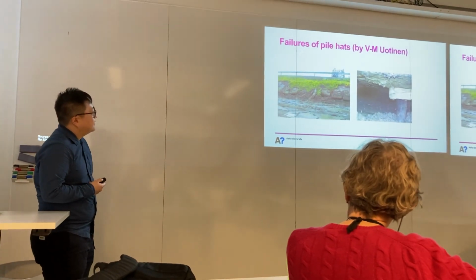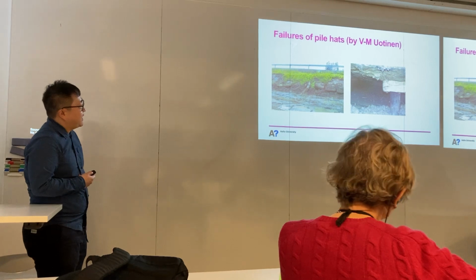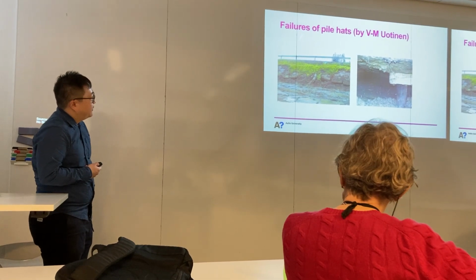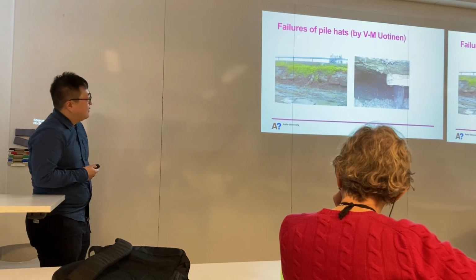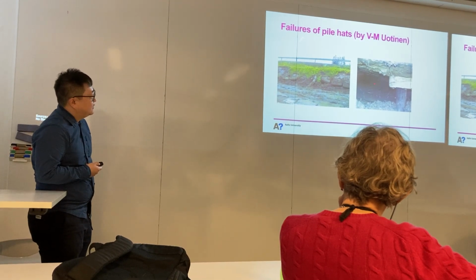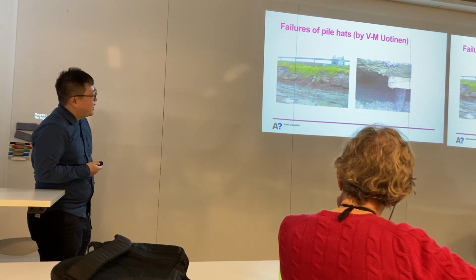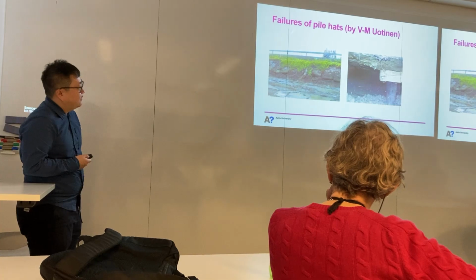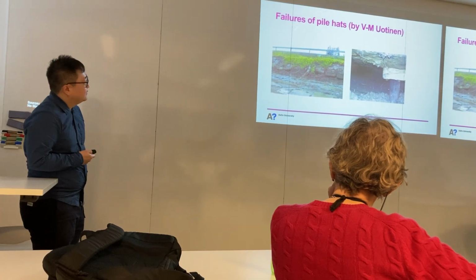Okay, so here is an example of failures of the pile caps on the house structure. Look at this, these are the pile cap structures. They are very old and in bad order. So these are the details of the pile cap structure. We can see the strong soil missing. So it's very dangerous for these structures.